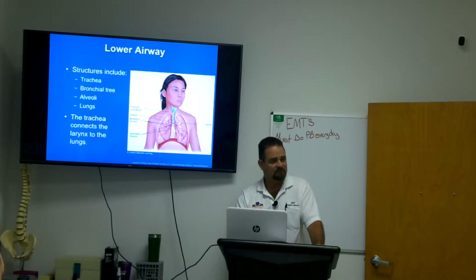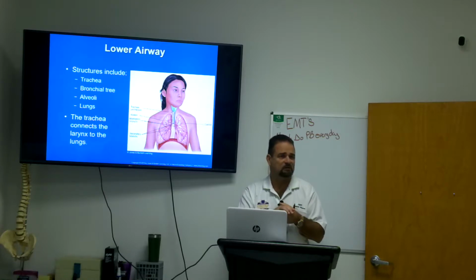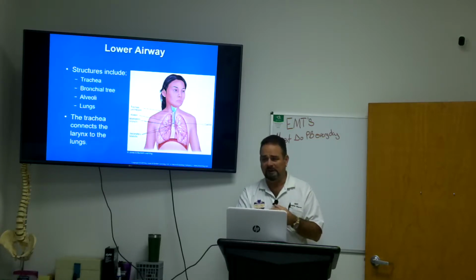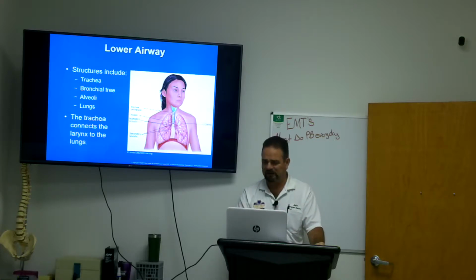And just for your reference, the bifurcation happens at a structure called the carina. The carina is a very important structure to remember when we talk about pediatrics, because at the carina is the narrowest part of the airway in pediatrics, and it actually allows uncuffed tubes in young pediatric patients to be held in place there at the area of the carina.